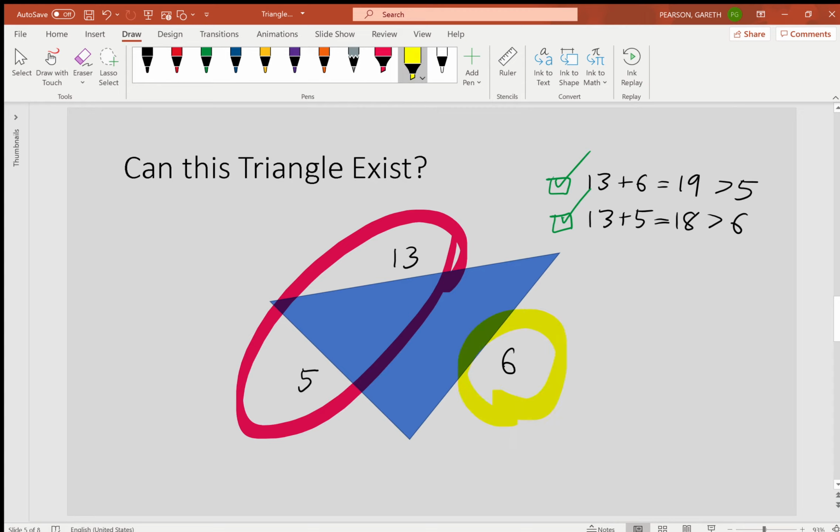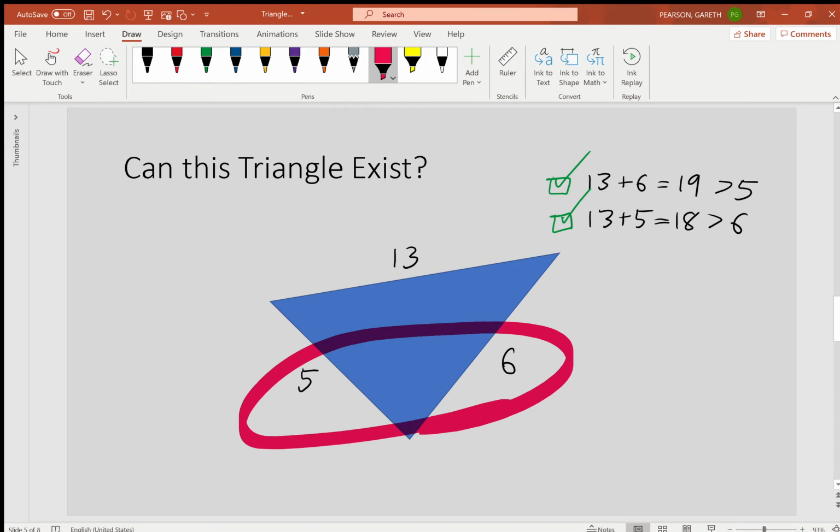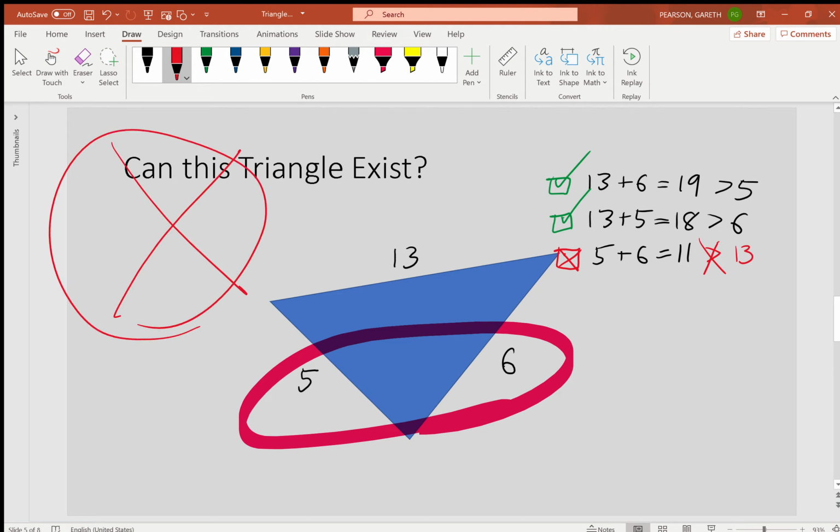Let's do the last one, because we need to do all of them. Let's just make sure. 5 plus 6 equals 11. Ooh, there's a problem here, isn't there? 11 is not bigger than 13. So if even one of these three steps doesn't work, if any pair of sides is not bigger than the remaining side, this triangle cannot exist. It's a fake.